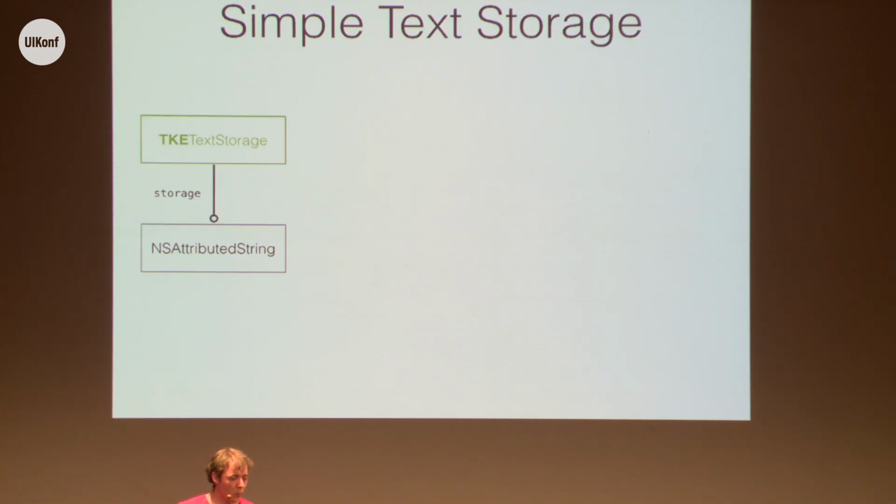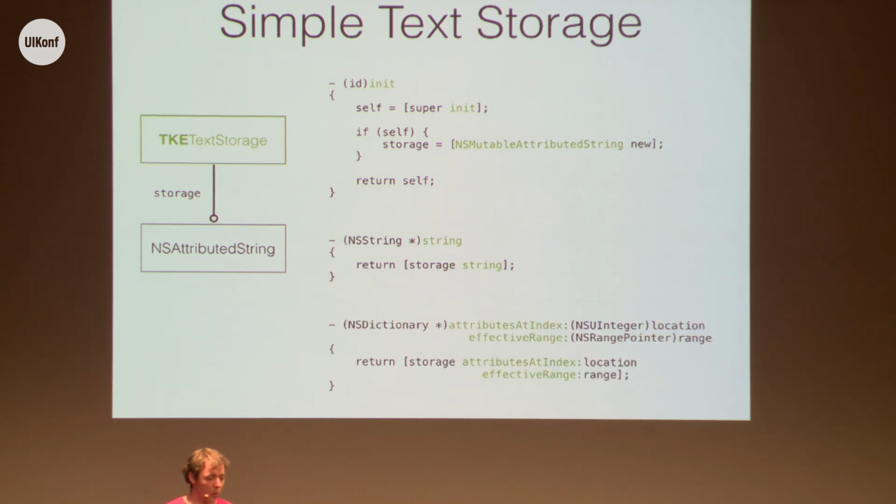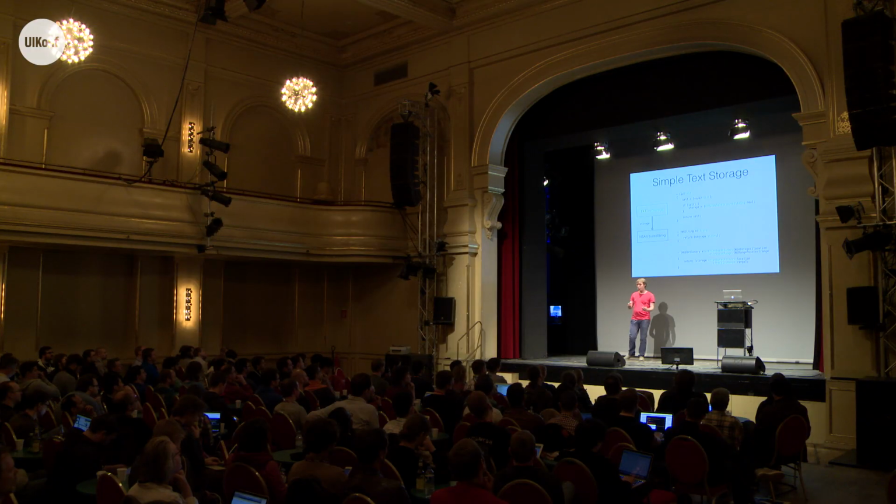So, simple text storage as a composite object: you write 5 methods. More is not needed. The first is init, where you instantiate your NSMutableAttributedString, which you use as your composite object slave. Then you implement the string getter method, which returns the string of the slave storage object. And then you implement attributes at index, which returns the font colors, the fonts, the alignment, and stuff like that. But you just forward it to the other object.